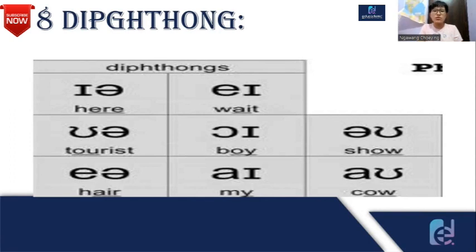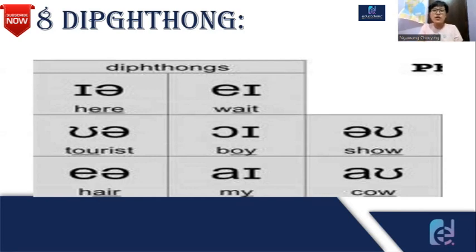Then comes the oi sound. O with the E sound at the end. Oi, boy, B-O-Y, boy, right? Boy, toy. Then comes air with the schwa. Air, hair, the air we take in, right? Then comes the I. A sound with the E at the end. I, my, this one, I, right?